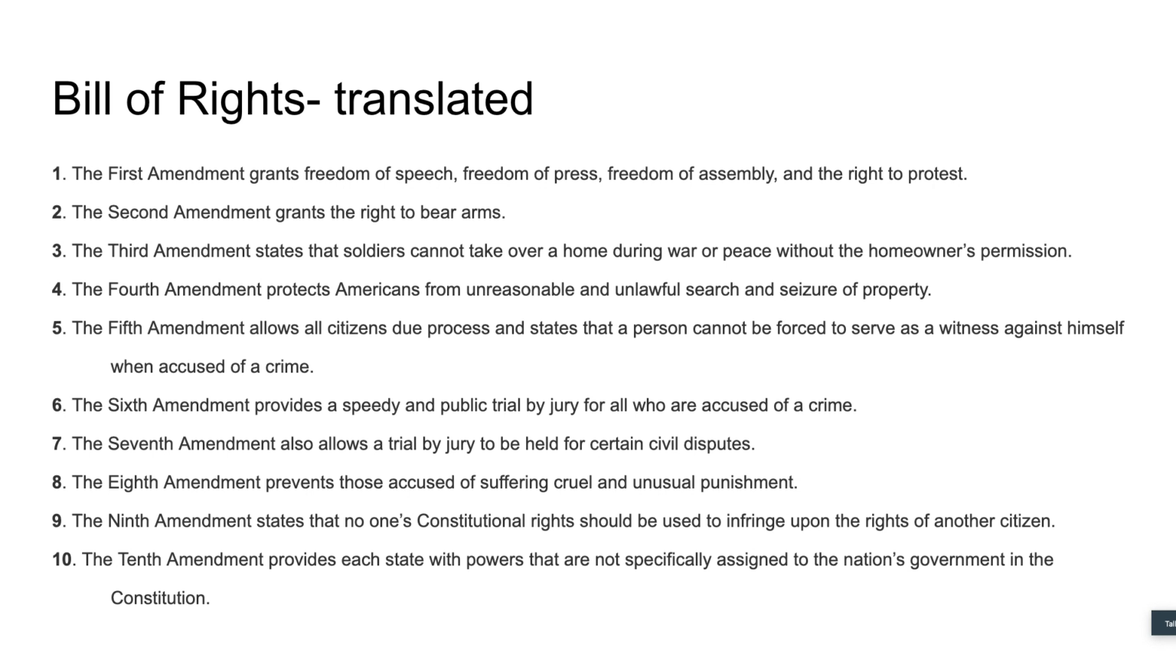So let's say you don't like the color orange, so you say, oh, everybody who likes the color orange can't have recess. Just because you don't like the color orange and you're using your right to express that doesn't make it okay to take away someone else's rights. For number 10, the 10th Amendment provides each state with powers that are not specifically assigned.